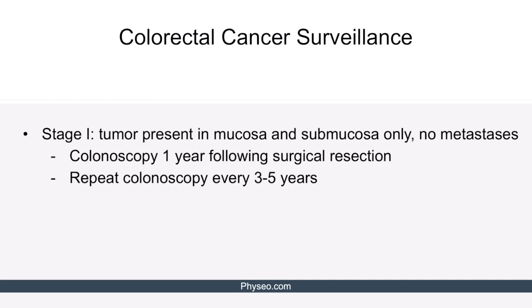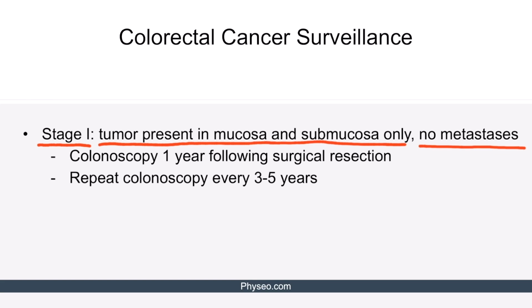For example, stage 1 colorectal cancer is characterized by the presence of a tumor in the mucosa and submucosa, and it's only there. There's no evidence of metastasis. And for those patients, a surveillance colonoscopy is recommended 1 year following surgical resection of that tumor. And hopefully implied in that is that you caught the tumor at this early stage and you removed it. And then you just want to follow it because they're a high-risk patient. So 1 year later, do another colonoscopy.